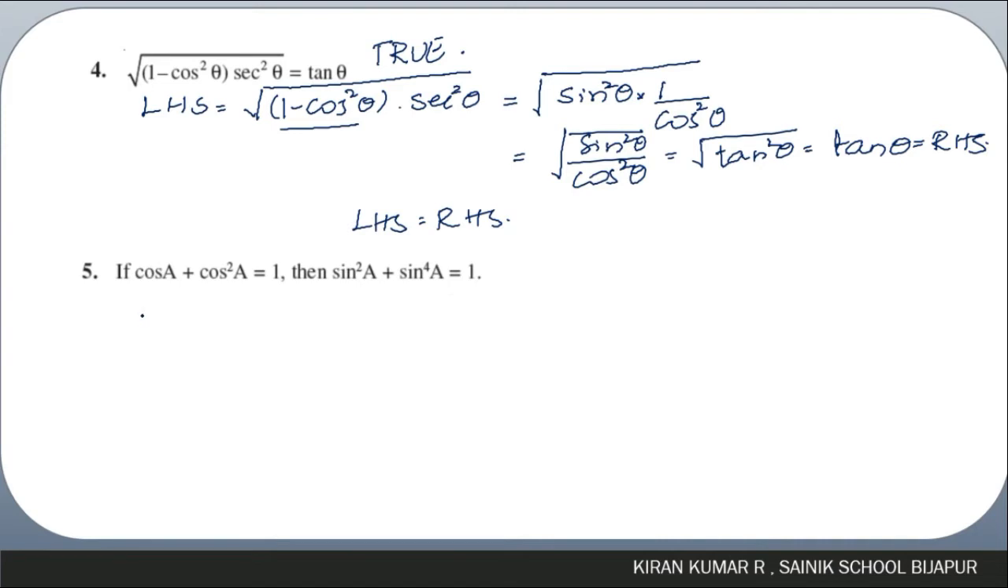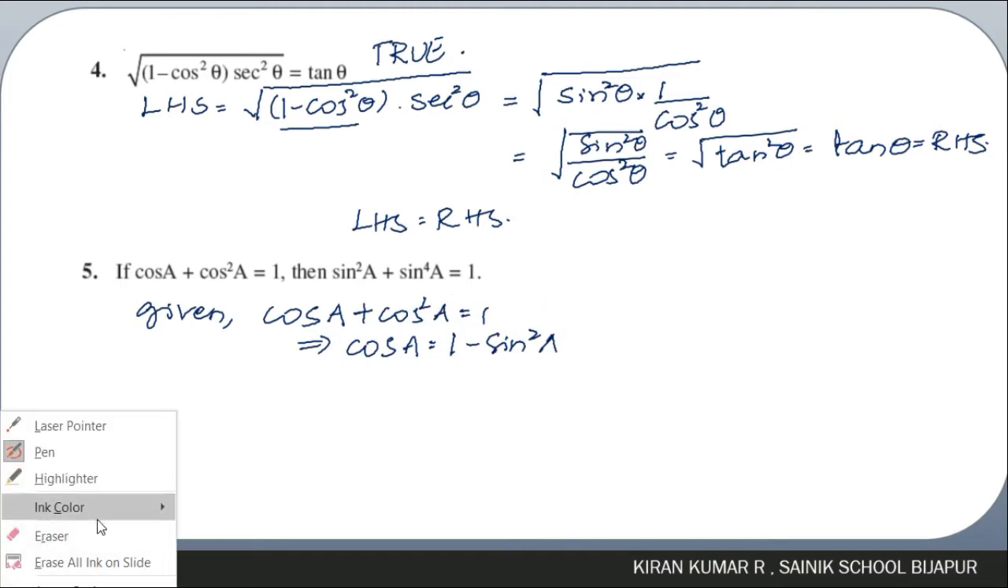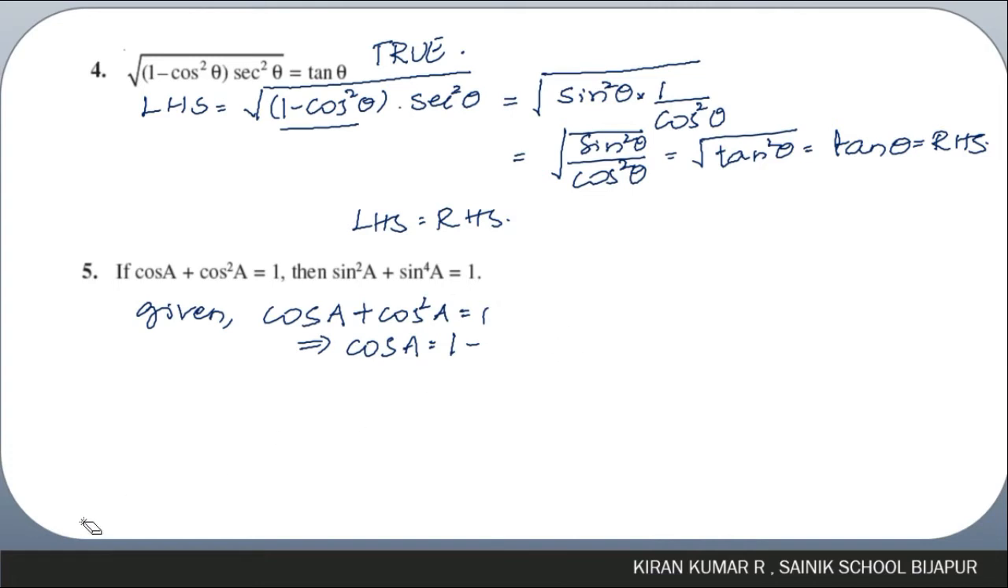Look at the fifth statement. If cos A plus cos square A equal to 1, then sin square A plus sin raised to the power 4 A equal to 1. Is this statement true? Let us make use of the given cos A plus cos square A equal to 1. From this I can write cos A as 1 minus sin square A. Sorry, 1 minus cos square A. It's not sin square A, it is cos square A.